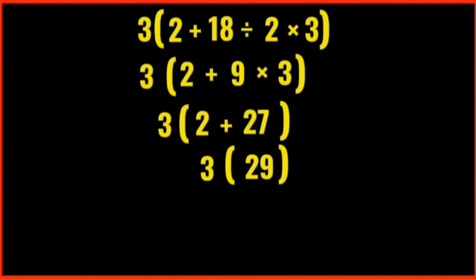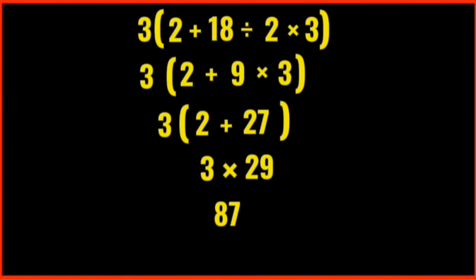Now we go back to the full expression. We had 3 multiplied by parentheses, and now the parentheses has become 29. So the problem becomes 3 times 29. 3 times 29 is 87. So the correct answer is 87.